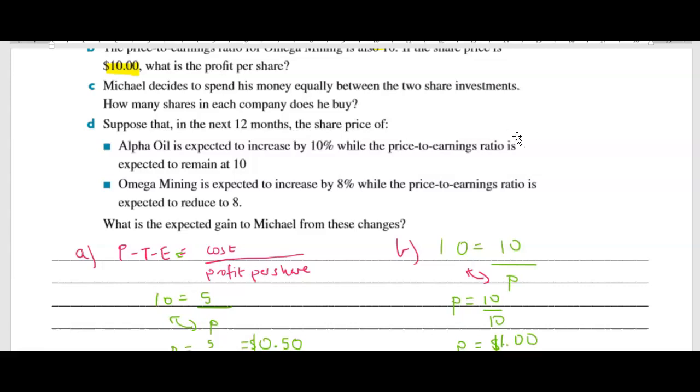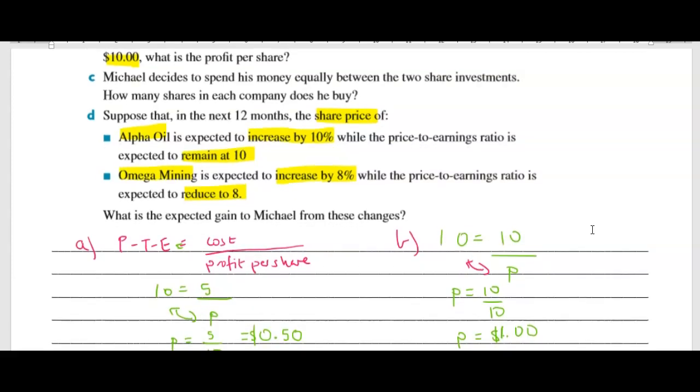All right, question D. Suppose that in the next 12 months, the share price of Alpha Oil is expected to increase by 10%, while the price to earnings ratio is expected to remain at 10. Omega Mining is expected to increase by 8%, while the price to earnings ratio is expected to reduce to 8. What is the expected gain to Michael from these changes?